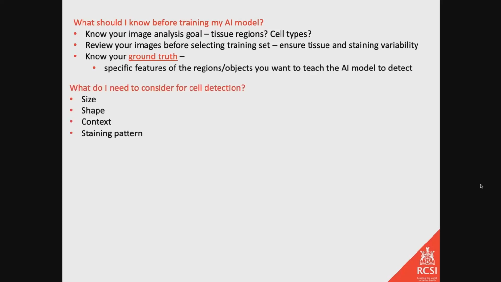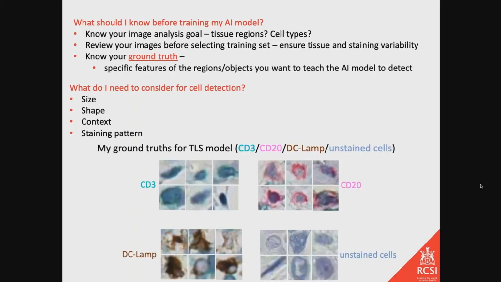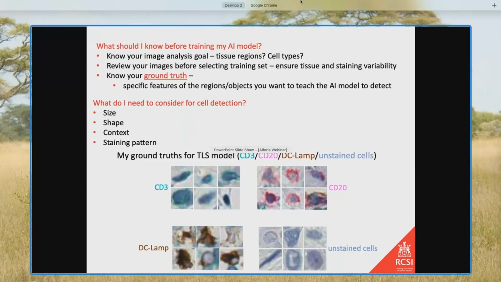So I'm going to focus on ground truth for cell detection today. What you need to consider is the size of the cell, the shape, the context, and the staining pattern. And here are just some examples of the ground truths for my different cell subclasses for the TLS panel. These are just a few examples, and you can see even here there's quite a lot of variability. So that's why it's really important that you are aware of this and include it when you're training your model. So now I'm going to switch over to the software.